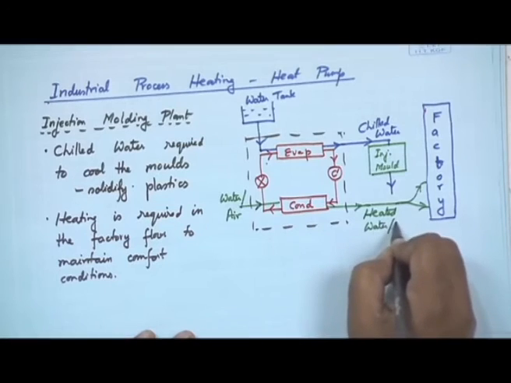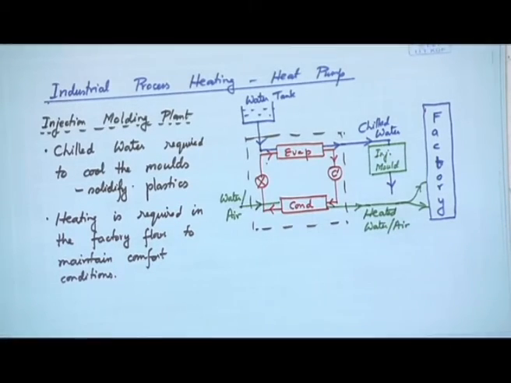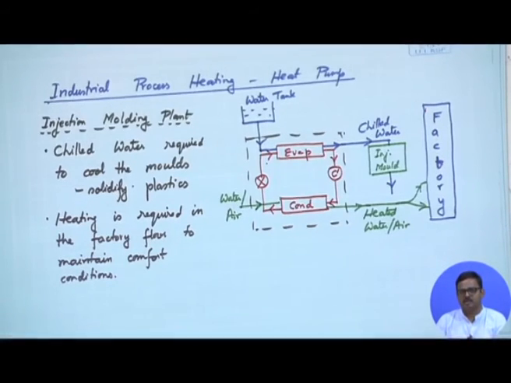Okay. If it is heated water or air. If it is heated water, then we will have these room heaters which circulate heated water or warm water, that is what we are going to use in the factory floor. And if it is air, then of course it is already warm air which can be directly fed into the factory. Okay. So, this is an example for use of a heat pump in an injection molding plant.